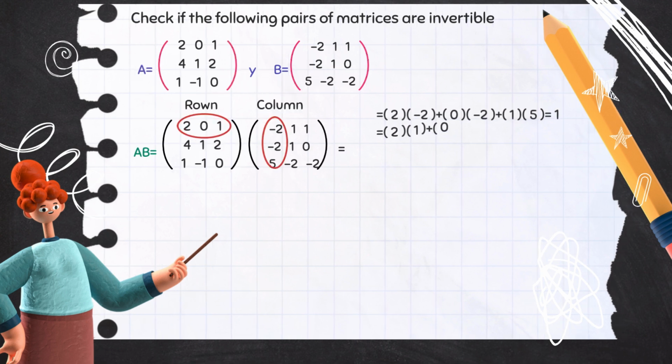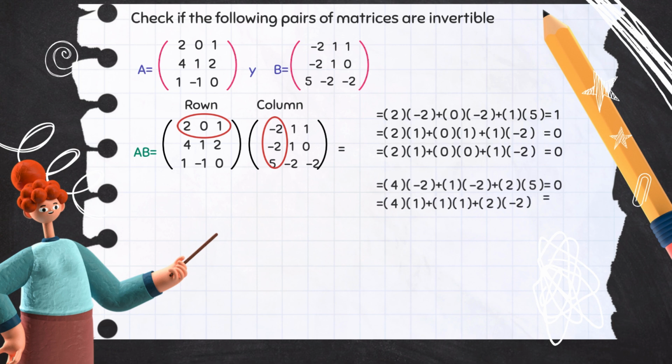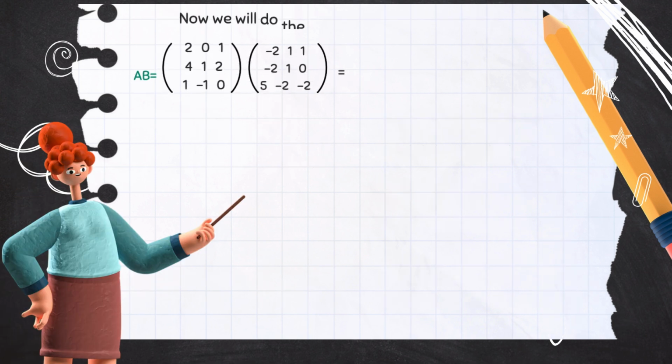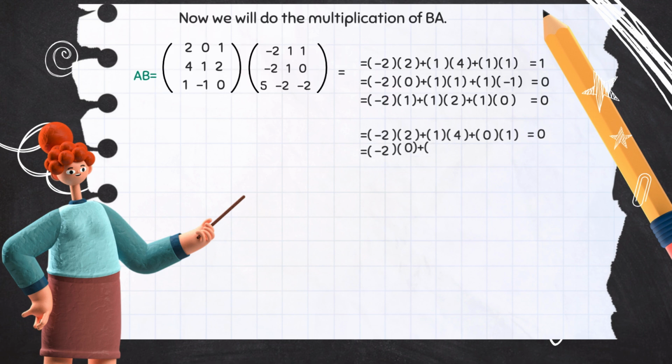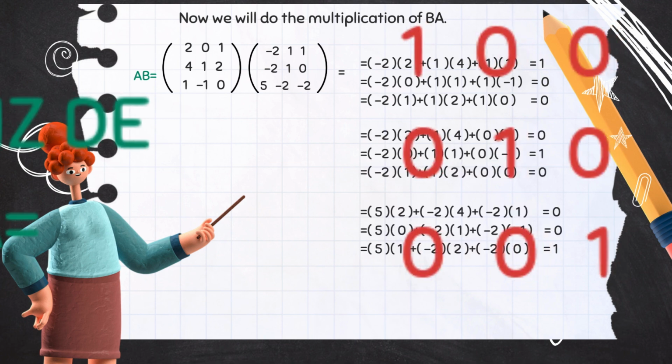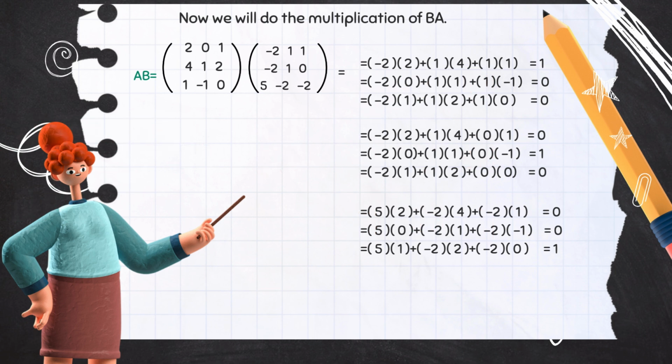Having said that, we will multiply the first row by the 3 columns and it will look like this. We will do the same procedure for row 2 and finally for row 3, thus obtaining a new matrix for AB. Now we will do the multiplication of BA. We will use the same row by column procedure, taking the first row, second row, and finally the third row, to get a new matrix for BA.